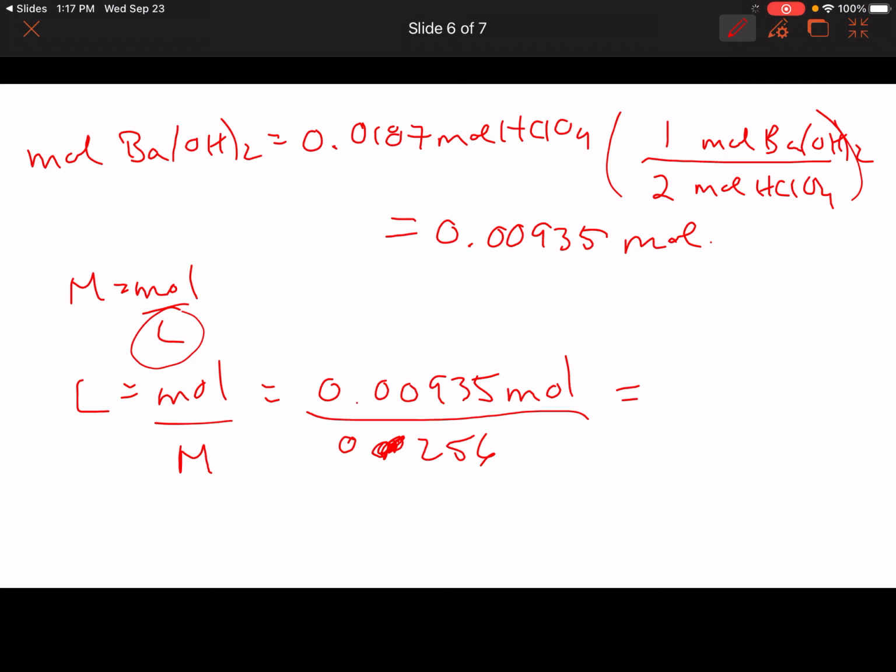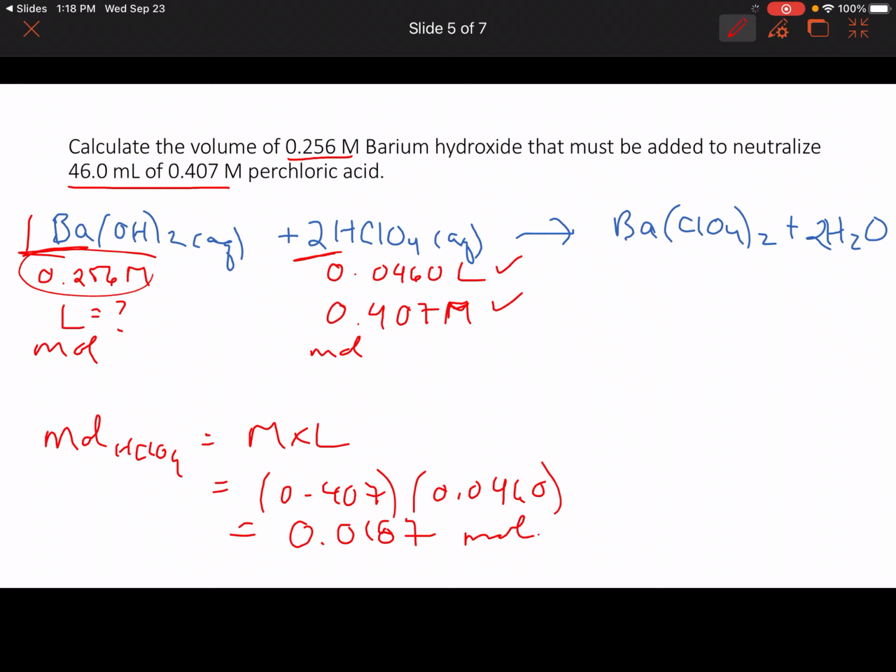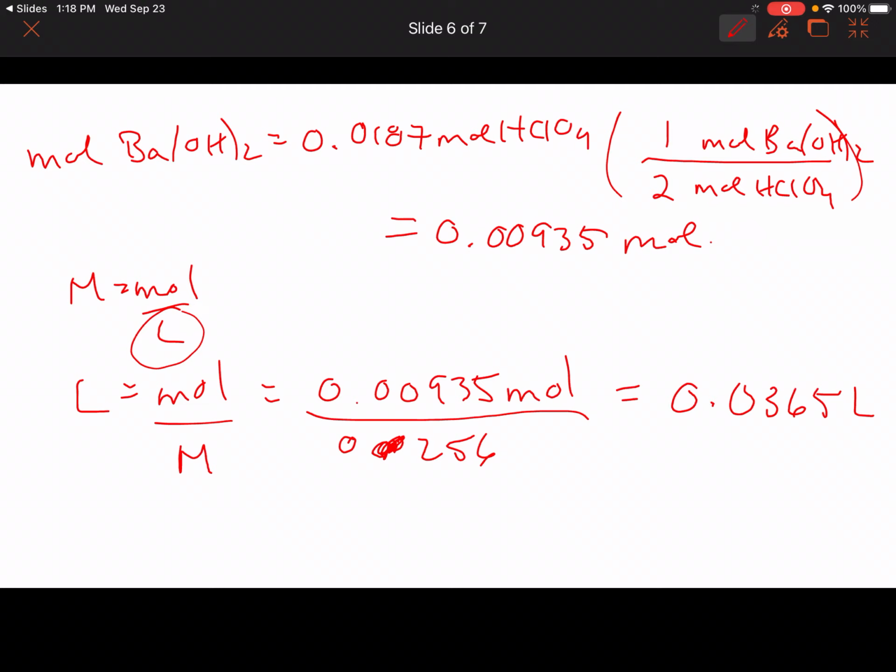And you get an answer when you work it out of 0.0365 liters. So that will be your volume. And again, you want to check your sig figs. So you go back to the question, 3, 3, 3. Yeah, I need 3 sig figs in my answer. So there you go. That would be your answer.